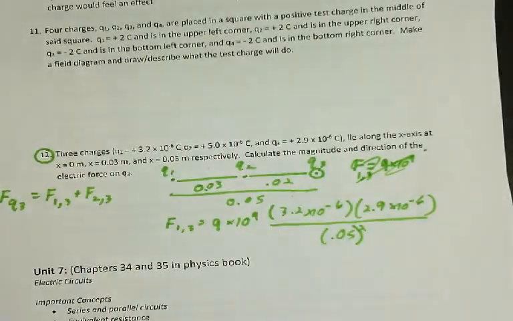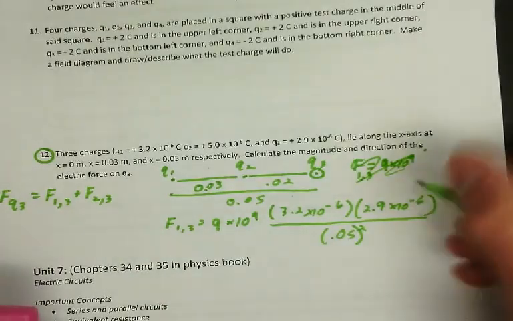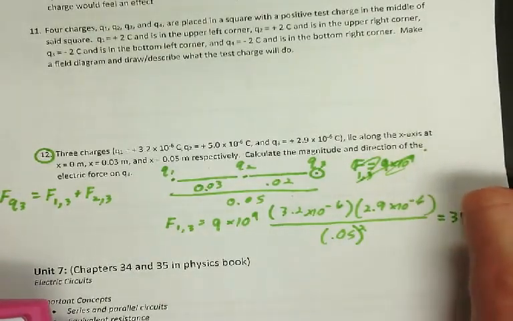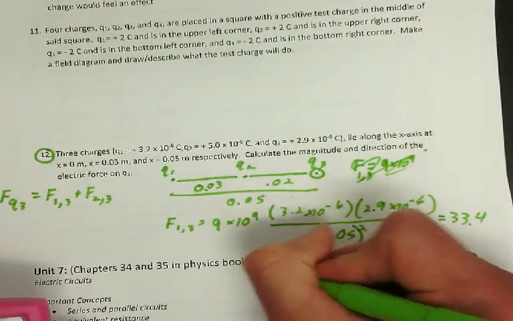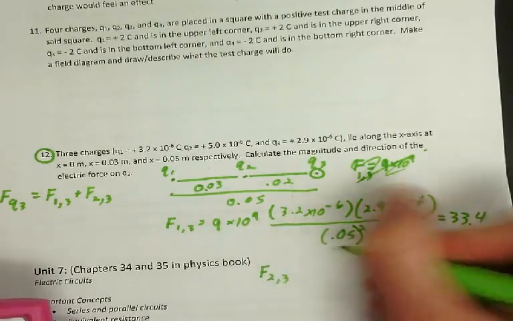So you put all those in. 9 times 10 to the 9th times 3.2 times 10 to the negative 6 times 2.9 times 10 to the negative 6 divided by 0.05 squared gives me 33.4. And then we're going to do the same thing for 2 and 3.